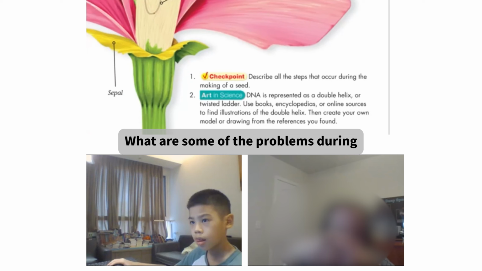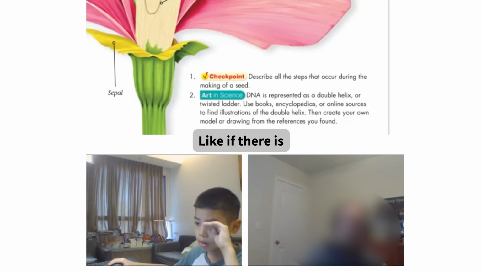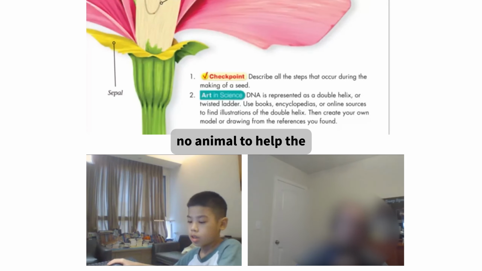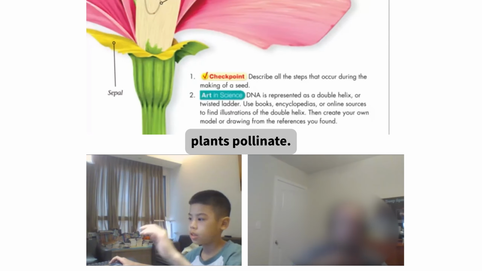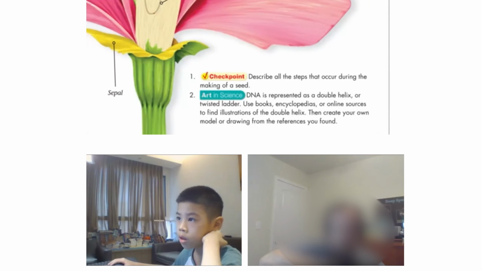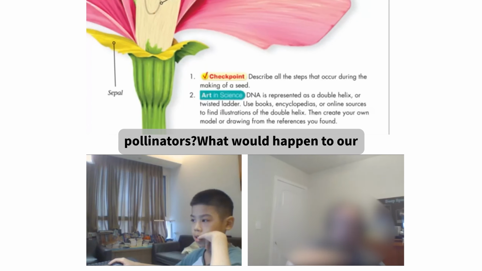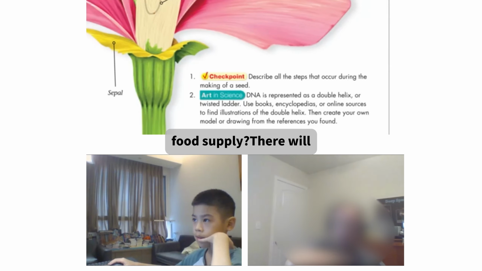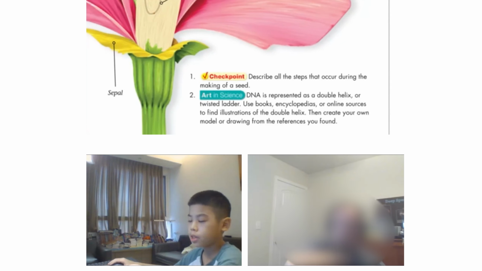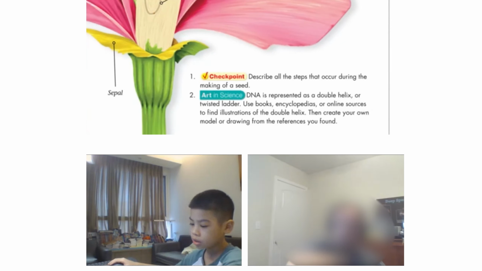What are some of the problems during pollination? Like if there is no animal to help the plant pollinate. Okay. What would happen if there were no pollinators? What would happen to our food supply? There will be no honey. Be no honey, what else?